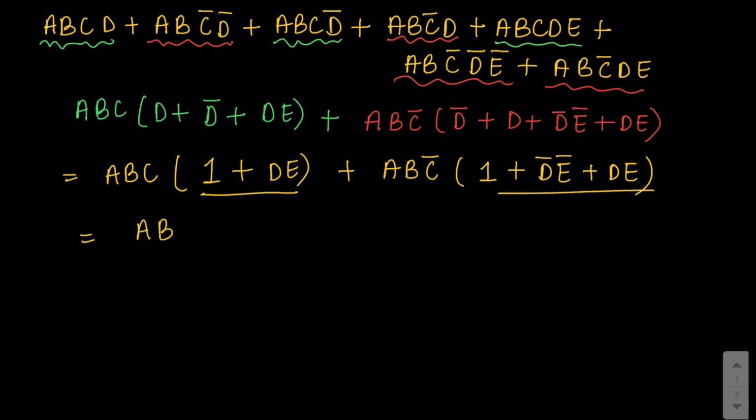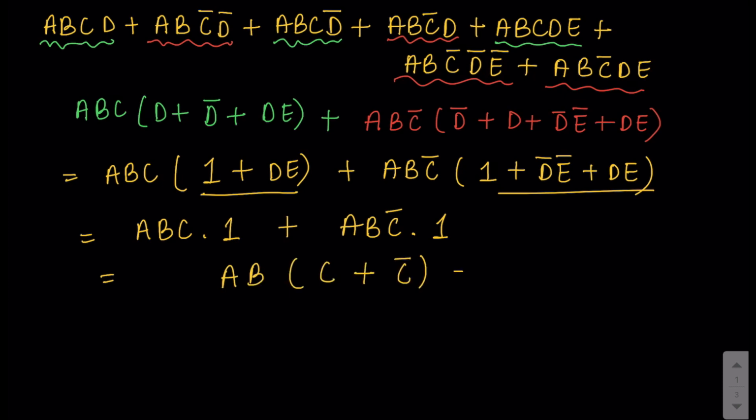So we have ABC dot with 1 plus AB C bar dot with 1. So this we can take AB common from these two terms. We have C plus C bar, which again becomes AB dot 1, which is equal to AB. So this complete expression reduces to AB. In this way, you can use the Boolean laws for the minimization of the logic circuits.